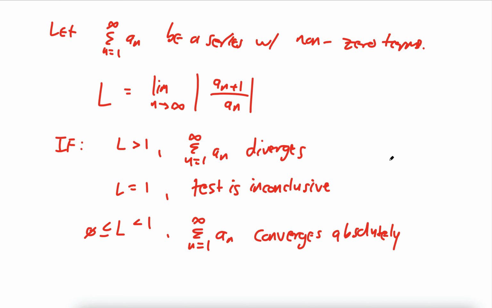So this is the rule. We're going to take the limit, plug in the next term, divide by the previous term, put in absolute values, and figure out what that limit is equal to. And we'll use these conditions to determine whether we're divergent, convergent, or inconclusive for that test, and we'll have to apply some other test.